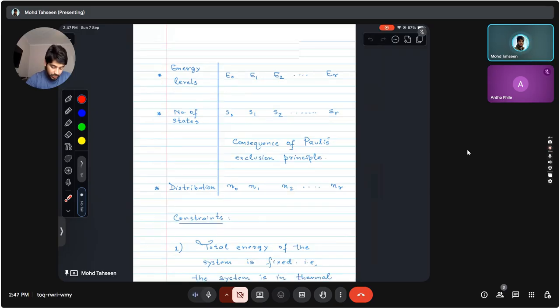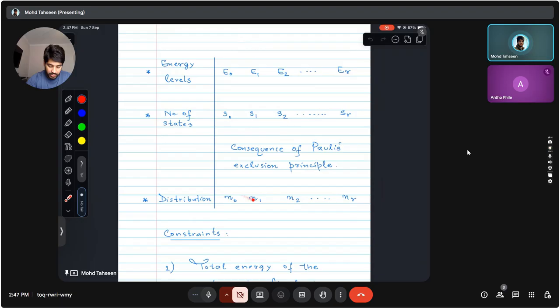And now the distribution of particles inside these states is represented by the letter n. So n0, n1, n2 and so on up to nr are the corresponding particles present in these s0 number of states. Right? So in each case ni should be less than or equal to si, for i running from 1 to r. Because the number of particles in any state cannot exceed the number of states available at that energy level.